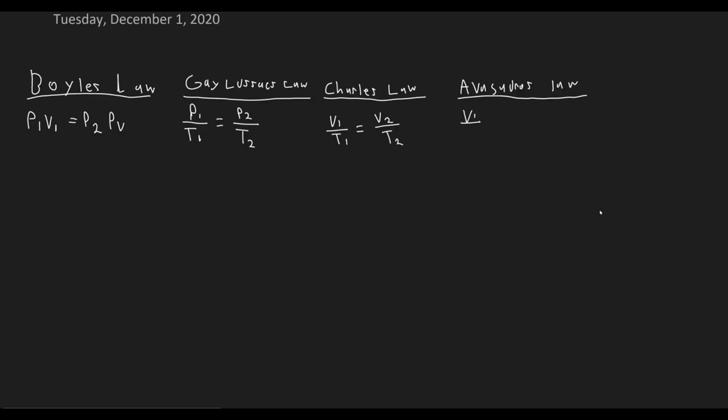So we have the volume divided by the number of moles equals the volume 2 divided by the number of moles. So pretty much these are our laws: the Avogadro, the Charles, the Gay-Lussac's, and the Boyle. And then we have a combined gas law. Or rather, not the combined, let's call this the ideal gas law.